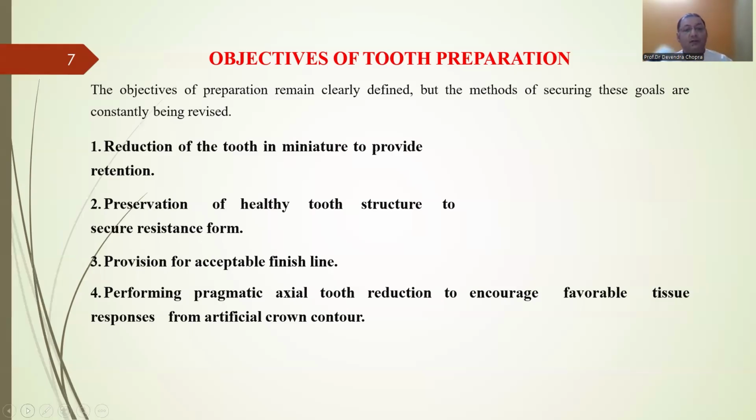Next is provision for acceptable finish line. No doubt, what is finish line? It is your remainder and finish area of the crown and bridge, which you are putting on your natural abutment. The intimate contact of your restoration at this area, at the finish line area, has to be apt. Otherwise, there will be percolation of fluid. Short margins of the restoration will lead to percolation of fluid, and in future, it will lead to secondary caries.